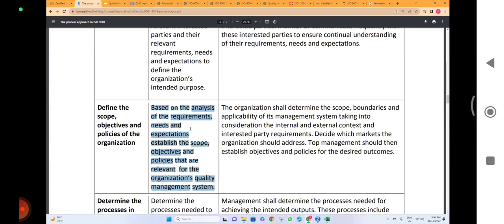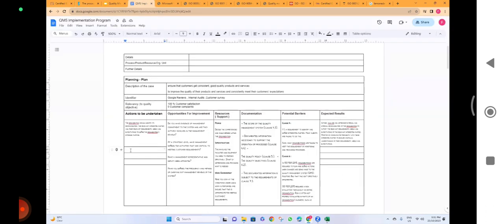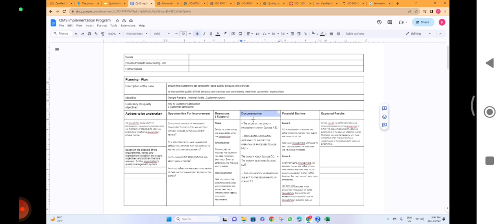You copy this action here based on the analysis of the needs and expectations, the objectives and the policies, they have to be determined. So this is going to be step number what? Step number 2. We paste our step number 2 here, okay? And then we are going to again go through the list of these opportunities for improvement. We determine for us to complete this action, do we have these resources and this documented information and avoid these potential barriers. So before we proceed, I just need to highlight documented information here.